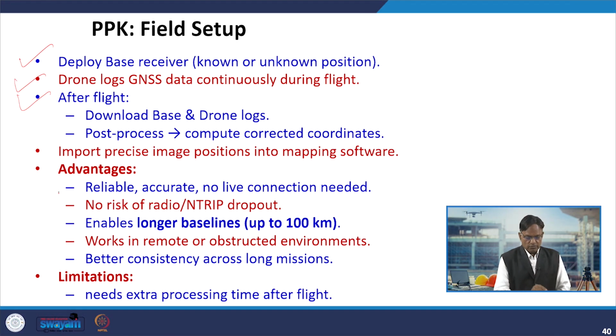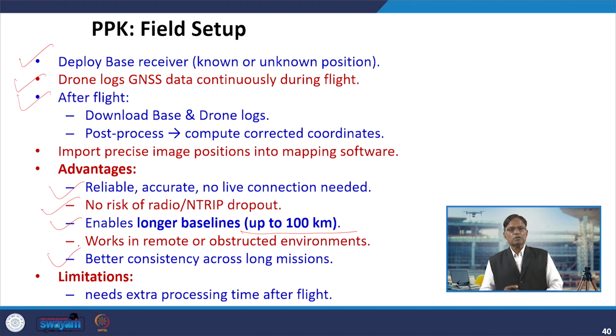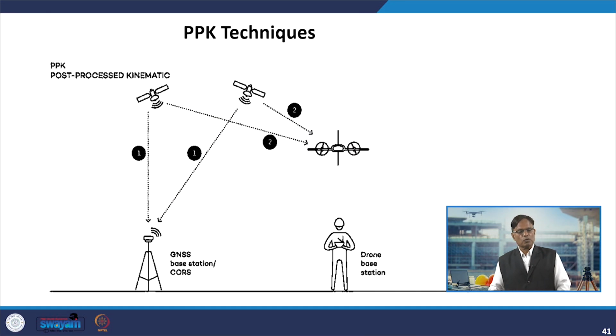The advantage of this is reliability and accuracy, no live collection needed, no risk of communication loss, and it enables longer baselines up to 100 kilometers. It provides better consistency along long missions, but it has a limitation: processing the data takes a long time after your flight is over.